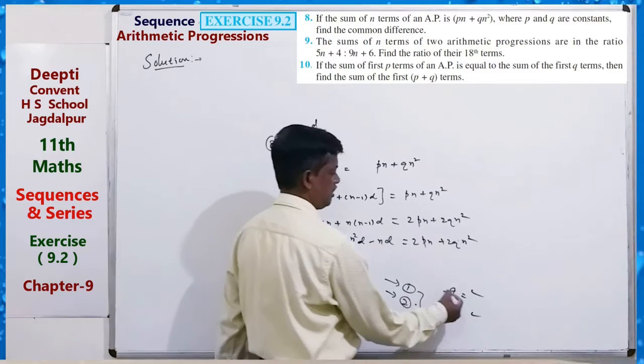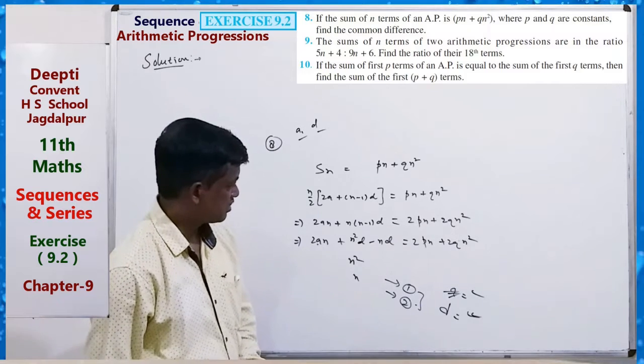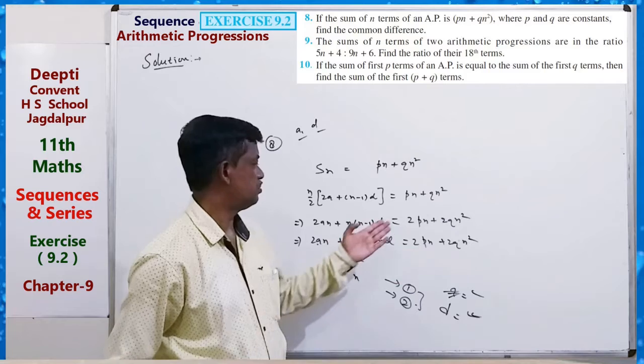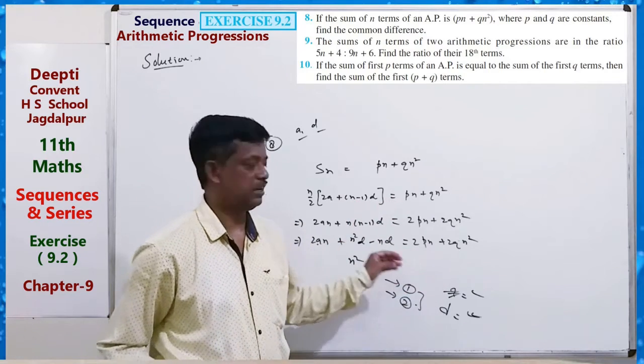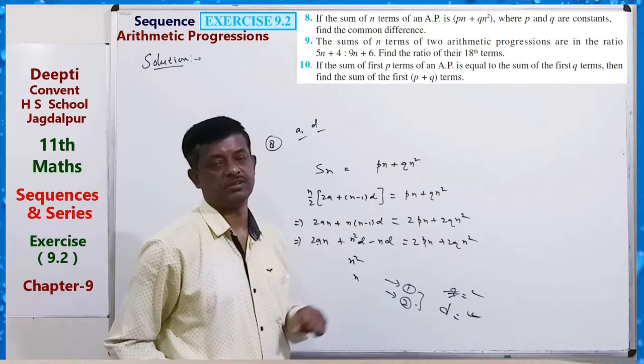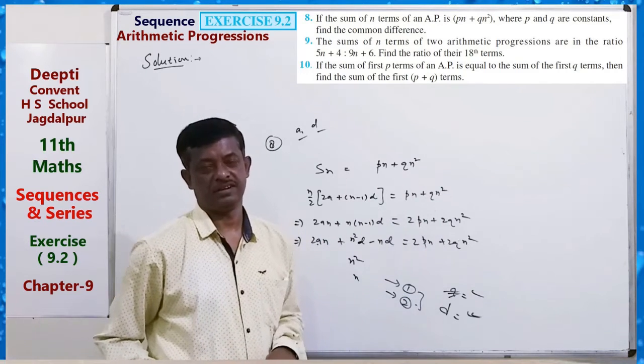So just find only the value of d, the common difference. Just comparing both sides the coefficient of n square and the coefficient of n, you can get the value in terms of p, q and a first. So the common difference can be found.